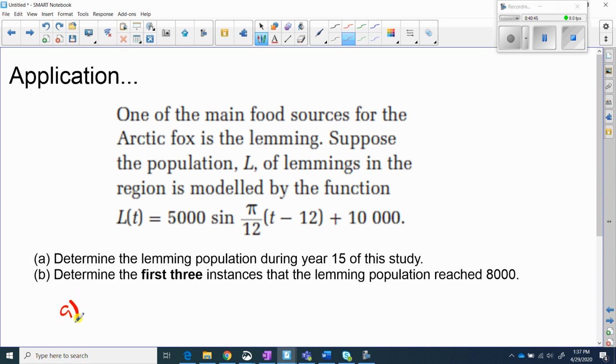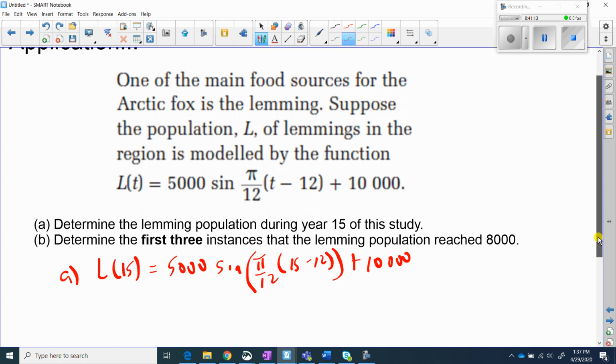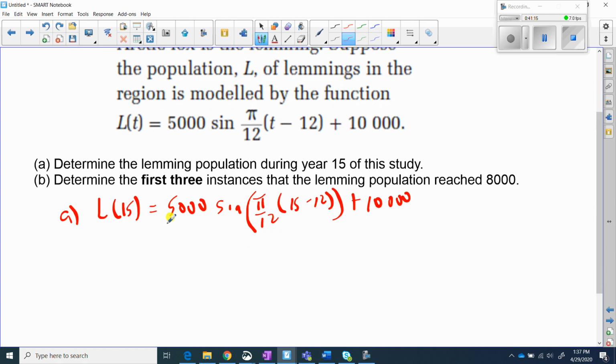So part A is just L at 15, meaning put 15 in where the T is: simply 5,000 sine pi over 12 times 15 minus 12. It doesn't group these, but if you're going to type this in your calculator, that's all the argument. That's the angle, so you'd have to make sure that's grouped in a bracket when you put it in your calculator. And then it simply becomes putting numbers in your calculator like we did on our recent practice questions on the application problems.